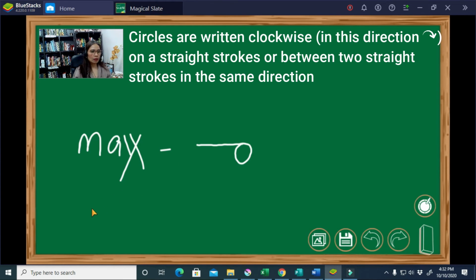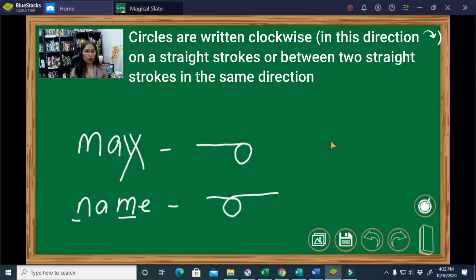Now next, another point is that you join the circle clockwise between two straight lines with the same direction. Example, the word is name. Okay? N is straightforward. M is straightforward. Same direction. It's a forward symbol. So you have to join the circle clockwise because they have the same direction, and aside from the fact that both are straight lines.